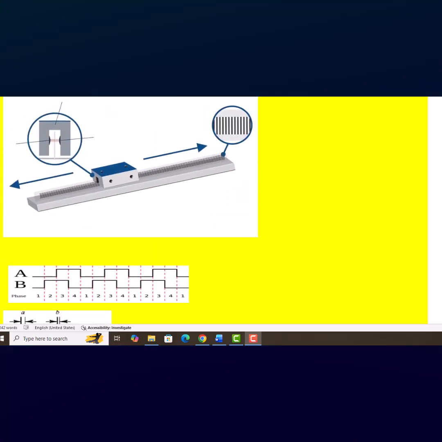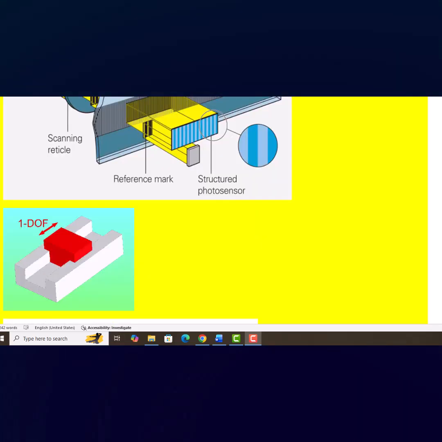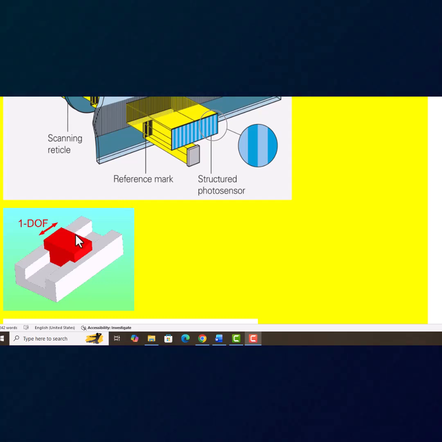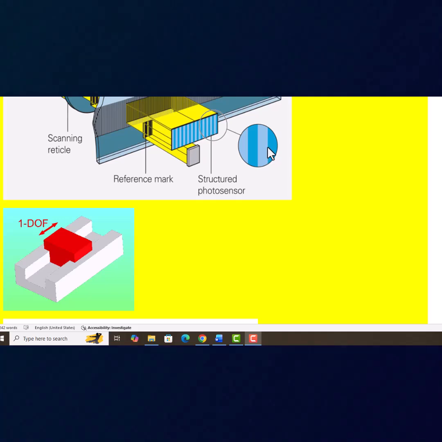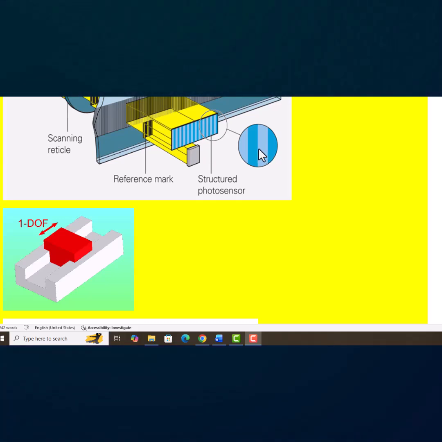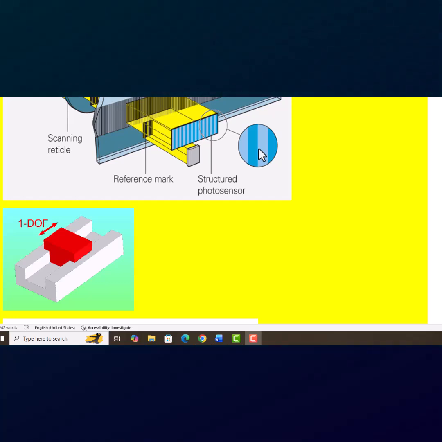So let me summarize once. This linear incremental encoder is connected to this prismatic joint, that is, its scale will be connected over it. When the joint moves, automatically the pulses will be produced on the phase A and phase B photodiodes, and those pulses are controlled by the microcontrollers, and microcontrollers will send those pulses to the counter, and the counter will count the number of pulses.